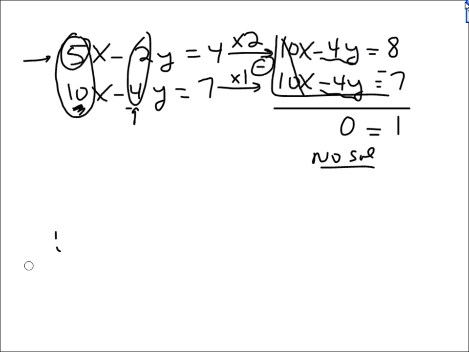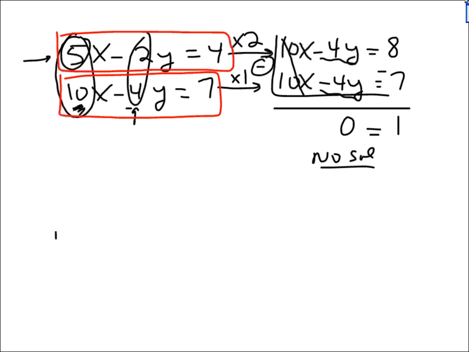The lines are parallel. Which lines? These two lines. 5x minus 2y equals 4, and 10x minus 4y equals 7. They're parallel. The two lines are parallel and don't intersect. Okay. Let's do one more.